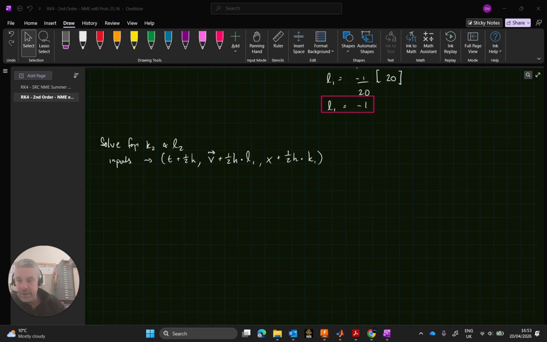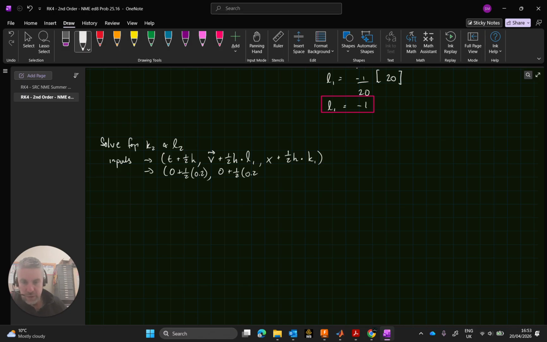Right, so there's my inputs. So let's see, can we work out values for them? T is 0 currently. Current time step is t, plus 1/2 of 0.2, which was our h. Our v is 0 plus 1/2 of h, which is 0.2, times L1, which is minus 1. And our x is 1 plus 1/2 of h, which is 0.2, multiplied by K1. I believe K1 was 0.